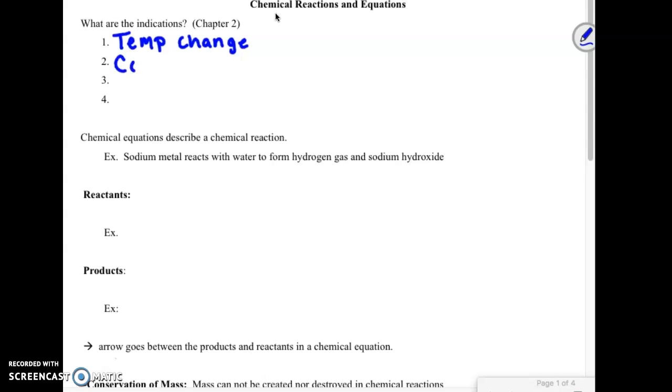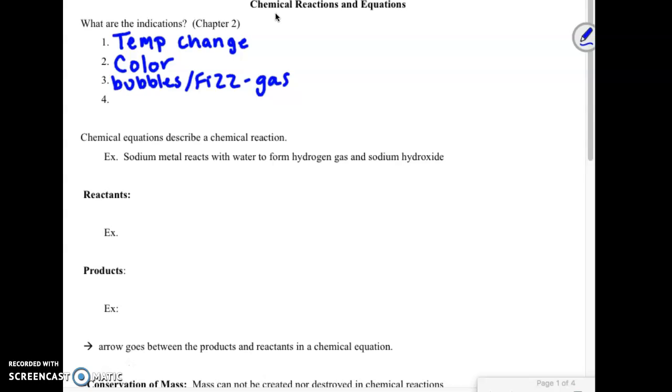Color. Like maybe you have two clear liquids and then you mix them together and they turn white or something like that. Another one would be some sort of bubbling or fizzing. That means a gas is released. So that means gas is being made again.